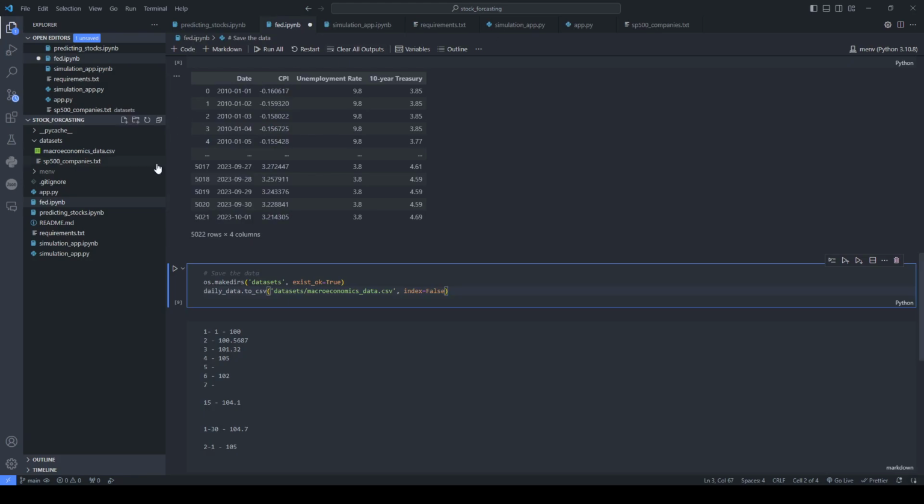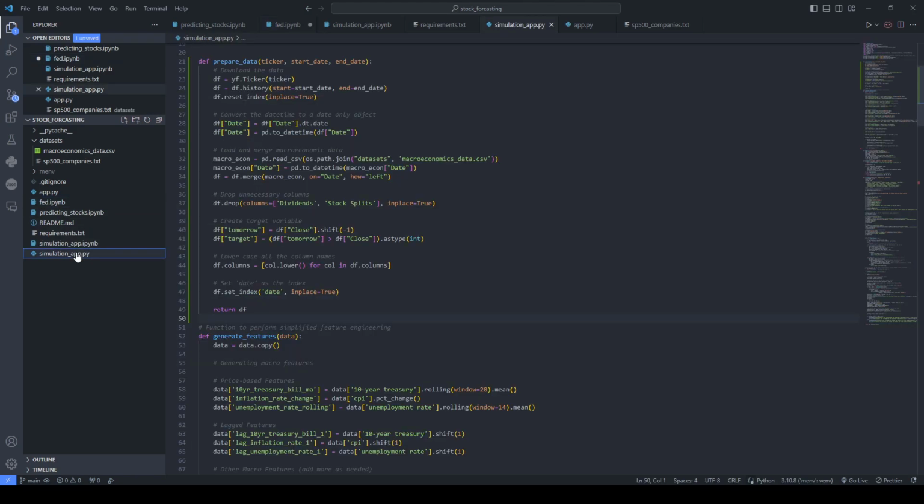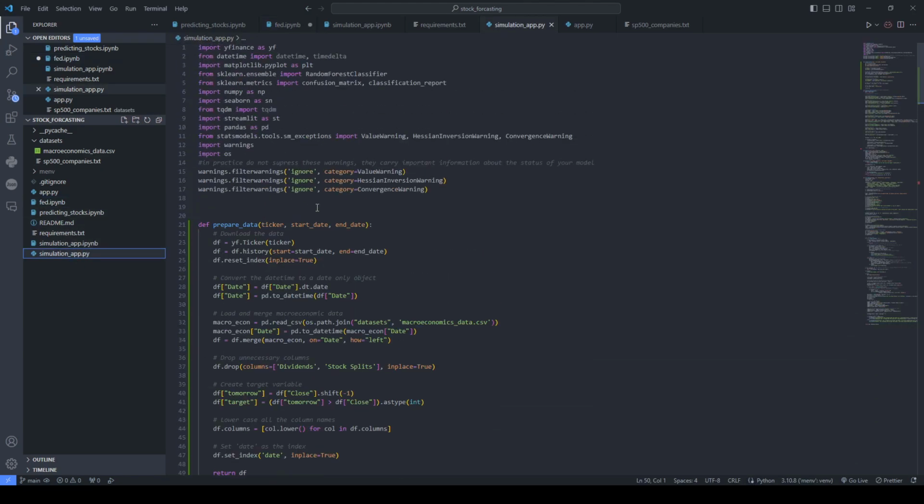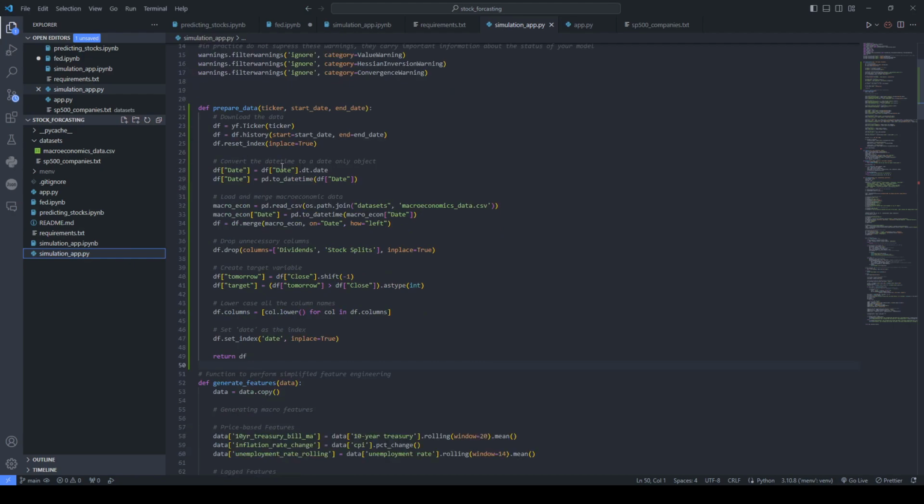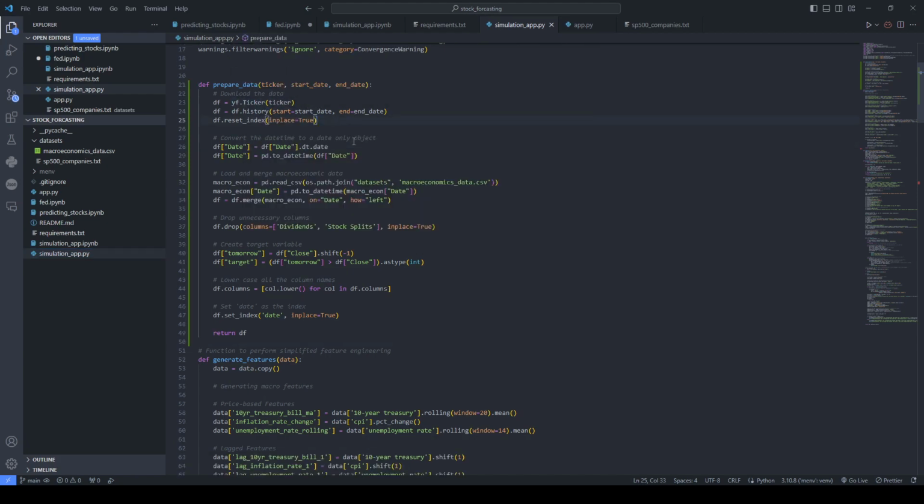As I said, this predicting stocks and the simulation app notebooks were my playgrounds, but everything is here. So in this function I am taking the ticker of the data, the start date and the end date, because I need those. And with Yahoo Finance, I'm getting the data.